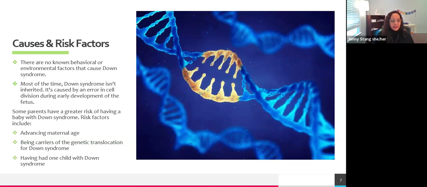Some parents have a higher risk of having a baby with Down syndrome. Some of the risk factors include advanced maternal age, so over the age of 35, being carriers of the genetic translocation for Down syndrome, or having one child with Down syndrome. So if you have one child with Down syndrome, you're more likely to have another one with Down syndrome. Translocation Down syndrome can be passed from parent to child. However, only about 3 to 4% of children with Down syndrome have translocation, and only some of them inherit it from their parents. So even inherited Down syndrome is not as common as non-inherited Down syndrome.